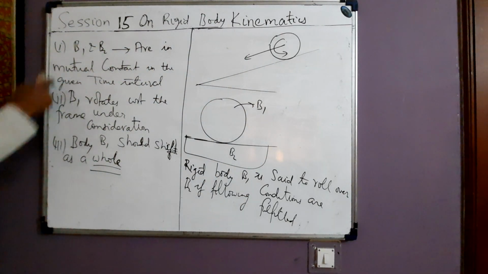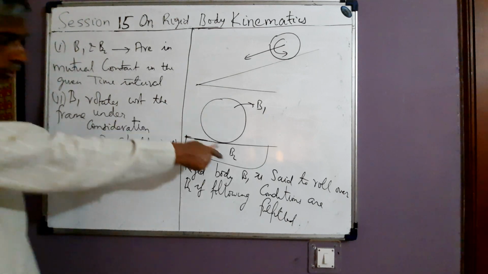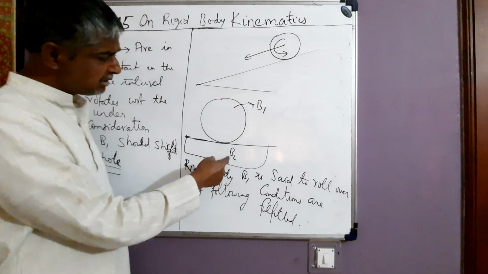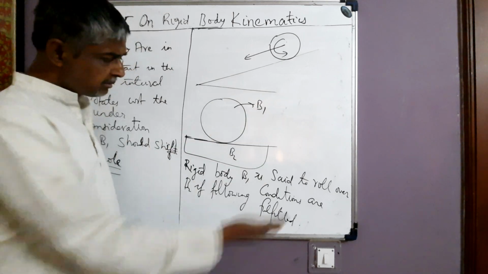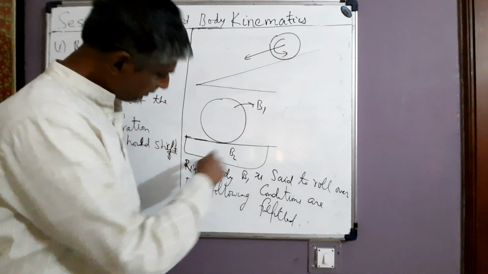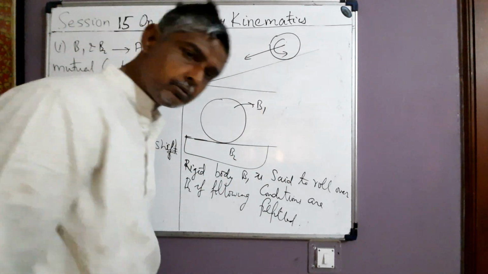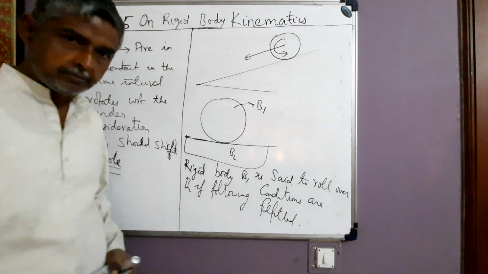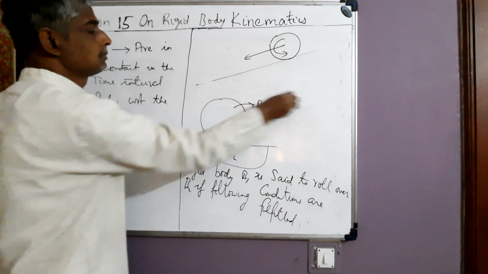When these three conditions are fulfilled, we say that body B1 rolls over B2. And as I said just now, B2 may be a fixed surface, it may be a translating body, a translating plank, or it may itself be a rotating body. So these are the three conditions to be fulfilled. Rolling can be defined in this way.